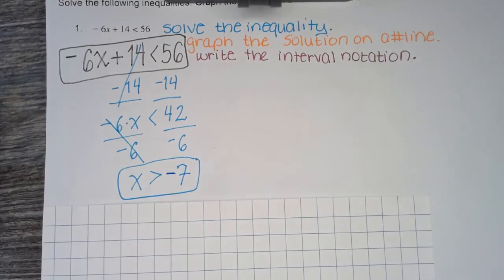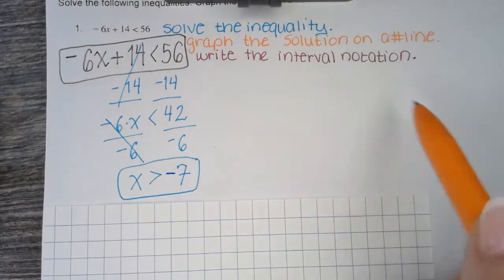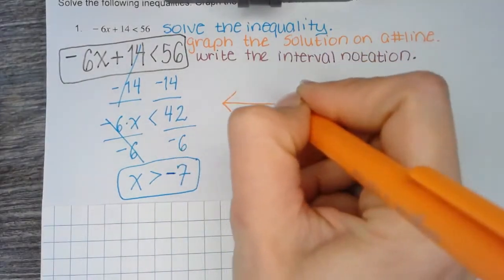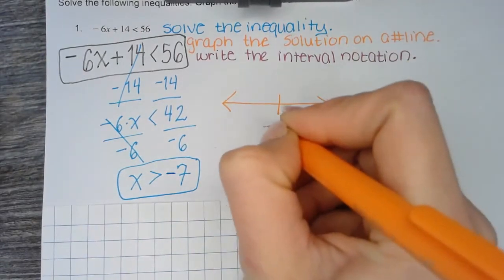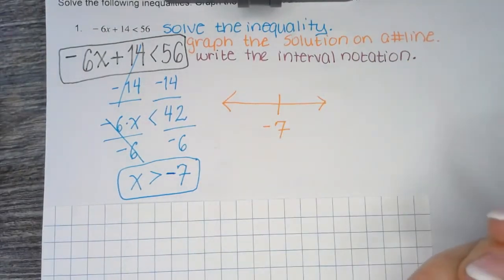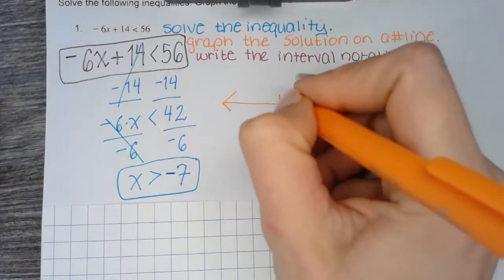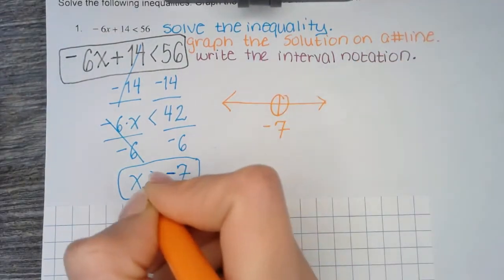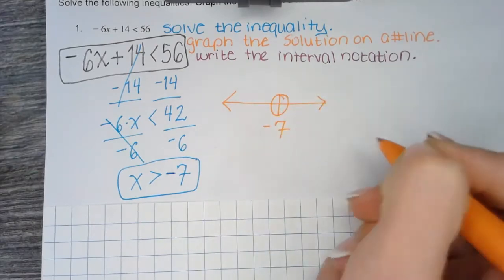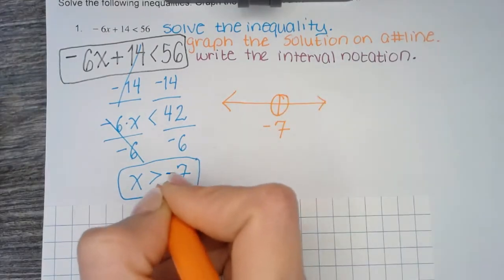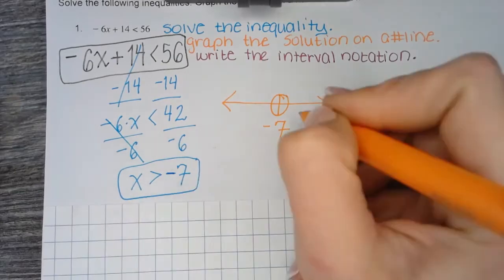Next part, we need to graph the solution on a number line. I only have one number that I am dealing with. That number is negative 7. So I'm going to put one tick mark on here because we should all know where the numbers on a number line go at this point. It says x is greater than. It does not say equal to, so we do not color in. That would be if it is included, if that had an equal sign. Greater than negative 7, greater than.